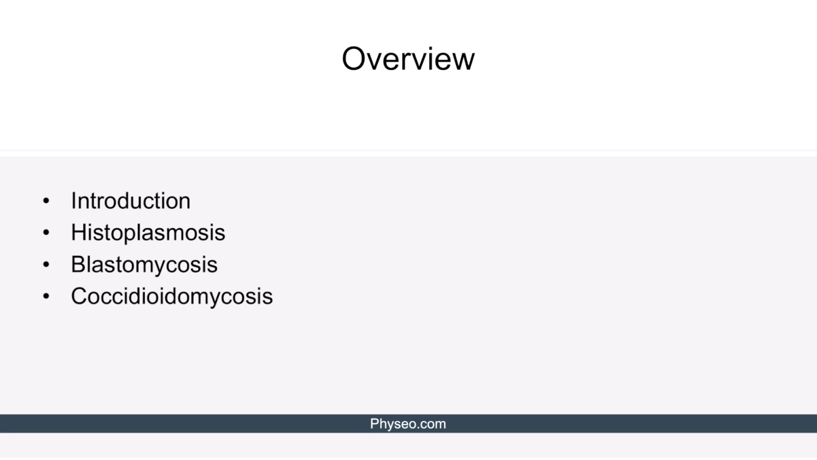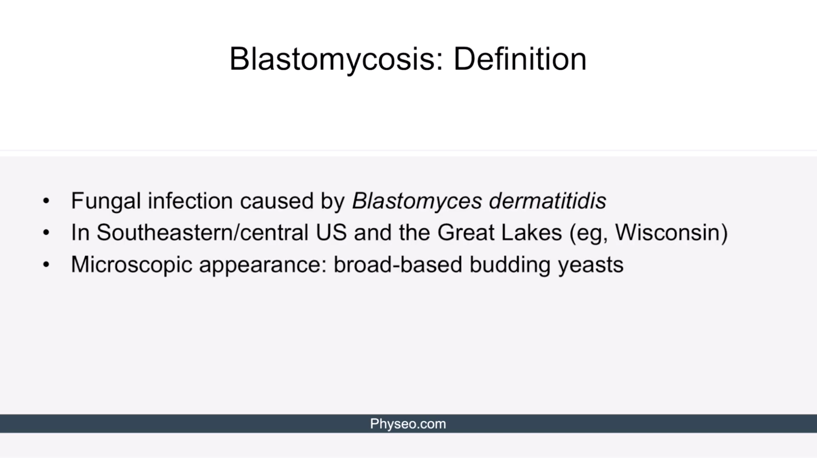Let's now go on to the next topic, blastomycosis. Blastomycosis is defined as a fungal infection caused by Blastomyces dermatitidis, and the endemic regions are the southeastern and central United States and the Great Lakes, so in states like Wisconsin. Under the microscope, Blastomyces appear as broad-based budding yeasts.